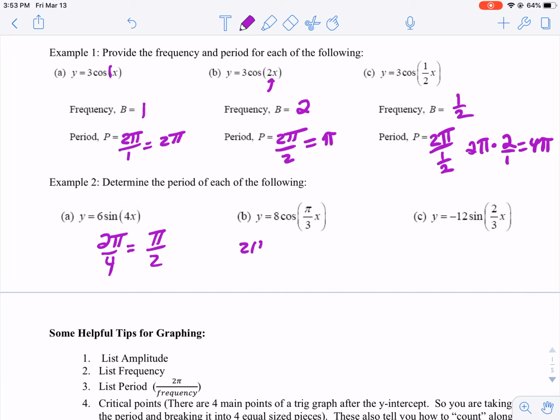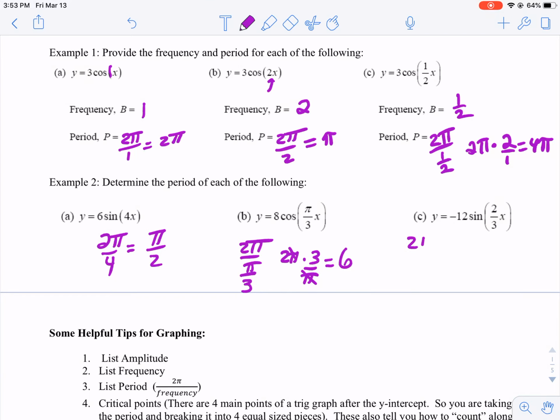Next one, 2 pi divided by pi thirds. Keep it, change it, flip it. The pi's are going to cancel, and you will finish a cycle by the time you get to 6. That's more like those real world problems we were talking about.